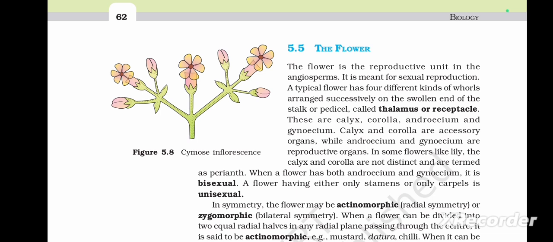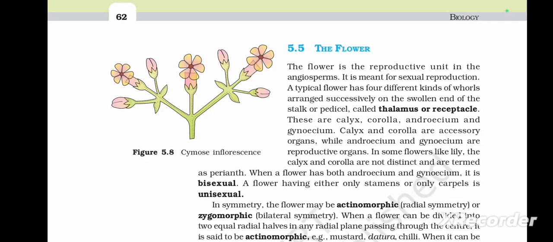A typical flower has four different kinds of whorls arranged successively on the swollen end of the stalk or pedicel, called thalamus or receptacle. These are calyx, corolla, androecium, and gynoecium. Calyx and corolla are accessory organs, while androecium and gynoecium are reproductive organs. In some flowers like lily, the calyx and corolla are not distinct and are termed as perianth.